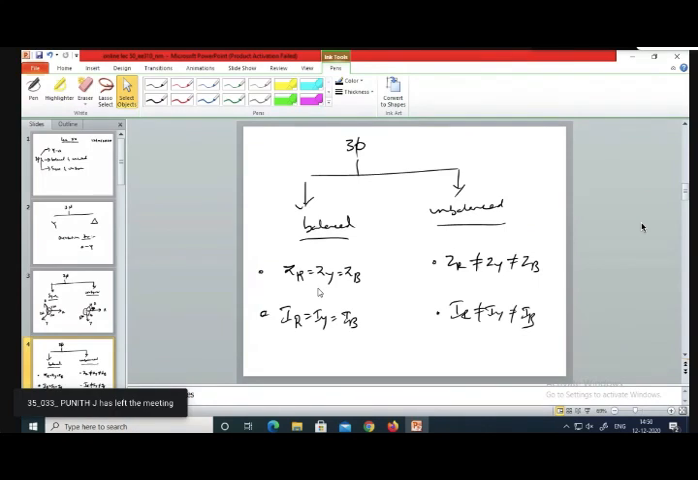If the impedances are the same, the current will be the same. If the impedances are different, then the current will be different. So when there are unequal impedances, there will be unequal currents flowing in the phases. So you can call it an unbalanced system.